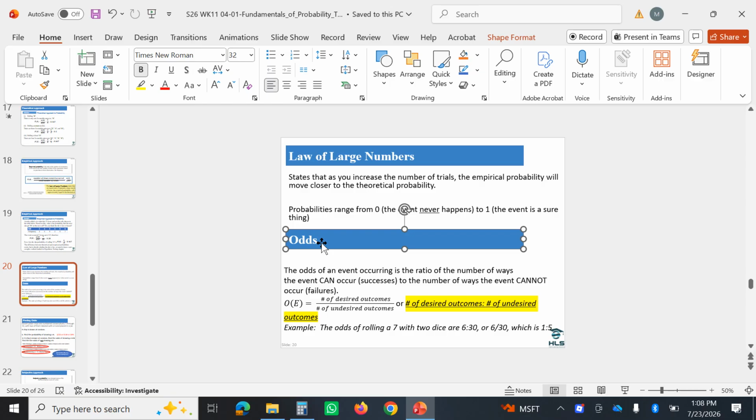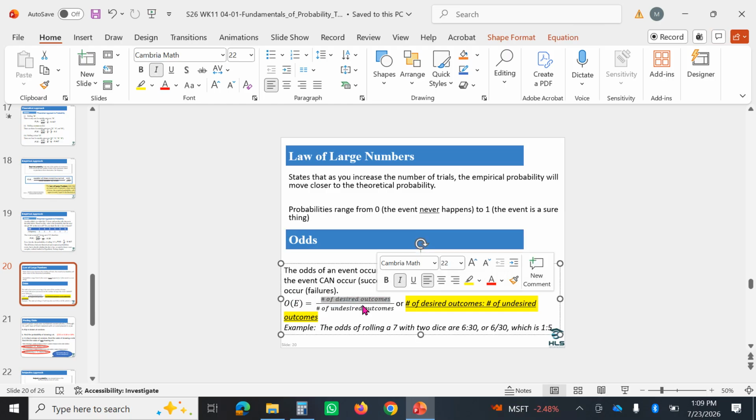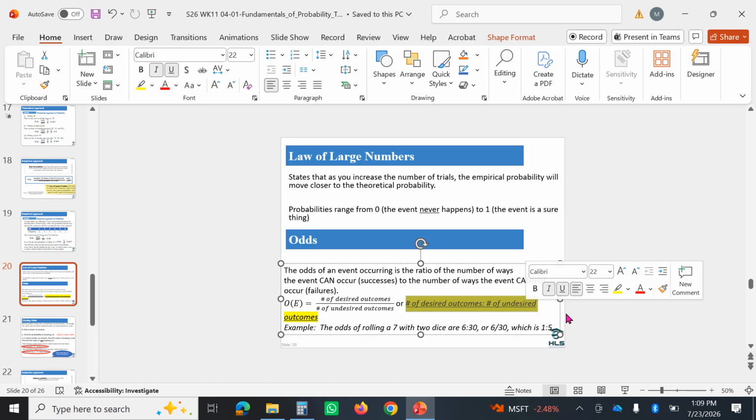Okay, but the odds of an event occurring is the ratio of the number of ways the event can occur, success, to the number of ways the event cannot occur. So the odds of an event is equal to the number of desired divided by the number of undesired. Now you notice it's a little different. It's not total, right? It's what you're looking for divided by what you're not looking for. And in this case, it can be a fraction, decimal, percentage, or you can write it as a ratio. And generally that's how odds are.